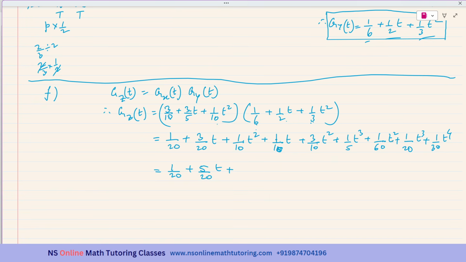So 25/60 t² plus t³ is 1/5 and 1/20, so it will be 4/20 and 1/20, so 5/20. Of course, you can use the calculator for doing these calculations. And finally, it is 1/30 t to the power of 4.